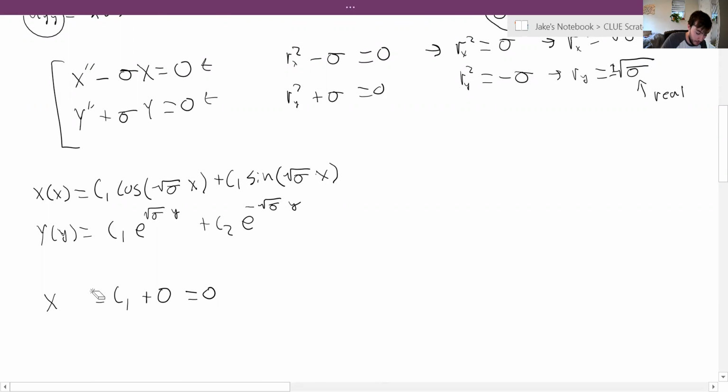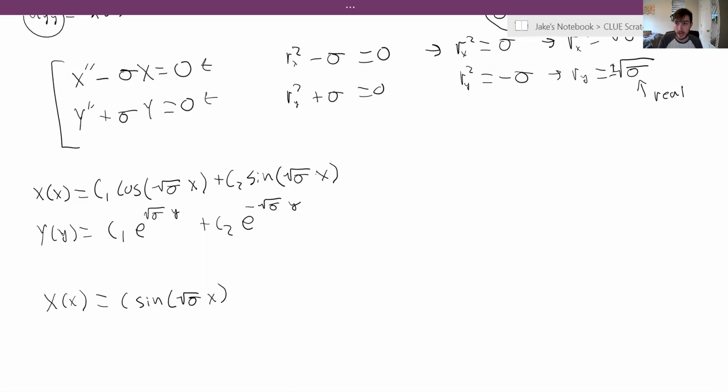Because what that means now is that we can write our X of x. C1 is 0, so now we just get C. This should have been a C2 the whole time. I'm being a little sloppy today. I'm just trying to see if you're paying attention. So now we get C2, but now we don't have a 1 and a 2, so we might as well just leave it as C times sine of root sigma x. Well, that makes things a little simpler, doesn't it? We don't even have to worry about the cosine term. We showed that that coefficient is 0, so it must not have a cosine component.